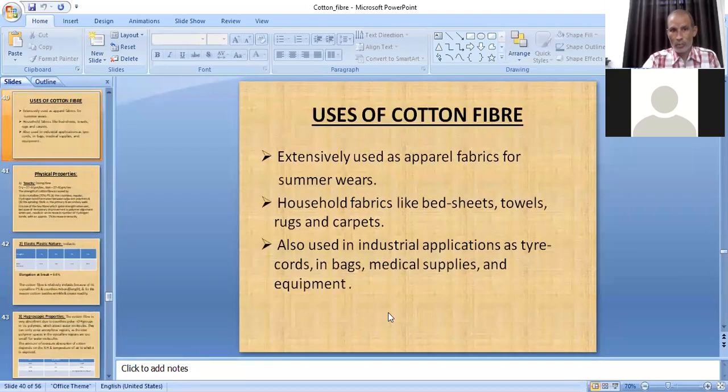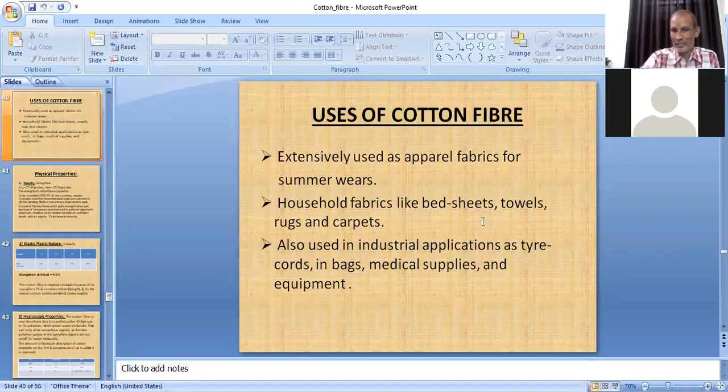Yes, one more small topic we are taking, that is uses of cotton fiber. Extensively used as apparel fabrics for summer wears. All of you are aware of this, because most of you are also using, particularly for summers, apparels that are made of cotton, particularly 100% cotton. Or sometimes for cheaper fabrics, we are going for polyester cotton blending also.